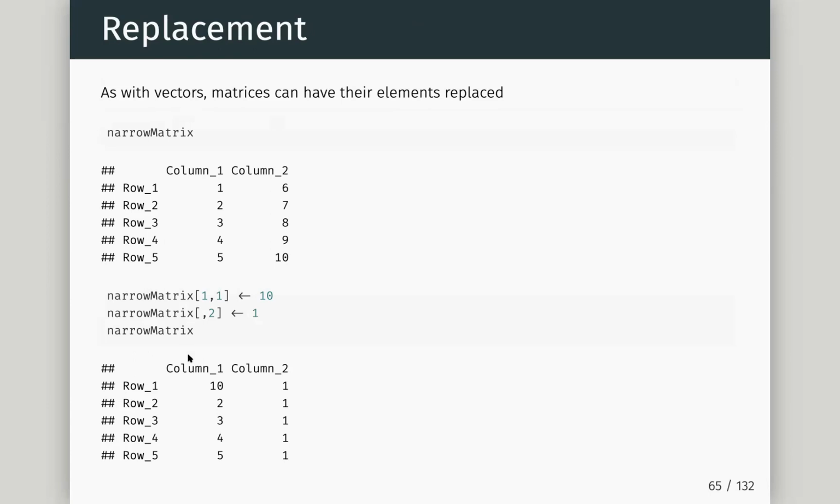As with vectors, where we want to replace portions or the whole vector or a particular index with a value, we can do that now with matrices. We have our narrow matrix unaltered here. If I want to replace the first row, first column, rows before the comma, columns after, I can assign 10. Now I have 10 in my position. If I want to replace the whole of the second column, I can do 2 after the comma, and that's the whole second column because I have no row index, and I can now assign that to be 1. And then I can edit my matrix and update it in place.